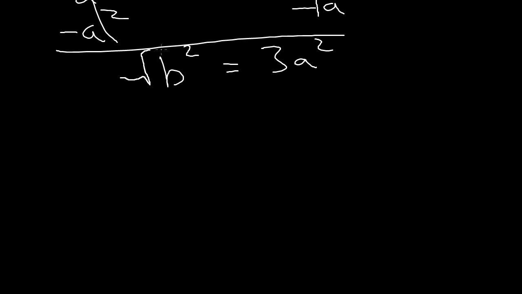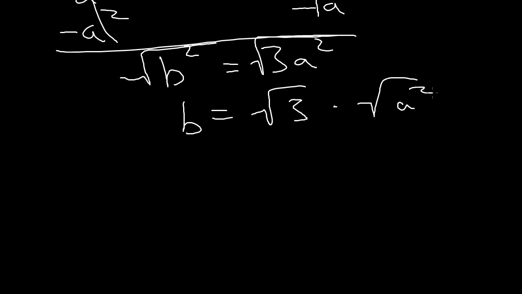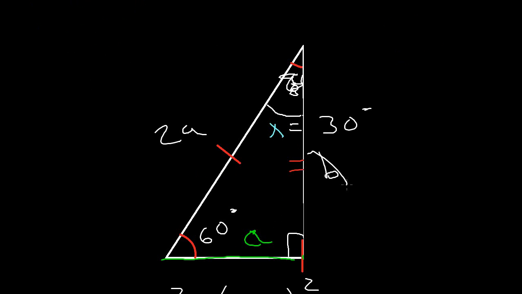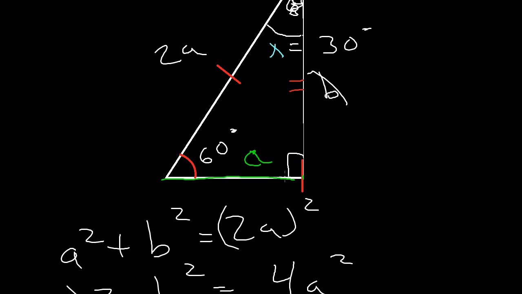And we can take the square root of both sides. So the square root of b squared is just b. Remember the principal square root, we don't want the negative square root. And the square root of 3a squared is equal to the square root of 3 times the square root of a squared, and that's just equal to the square root of 3 times a. So now we know b in terms of a. So instead of writing b, we can write square root of 3 times a.